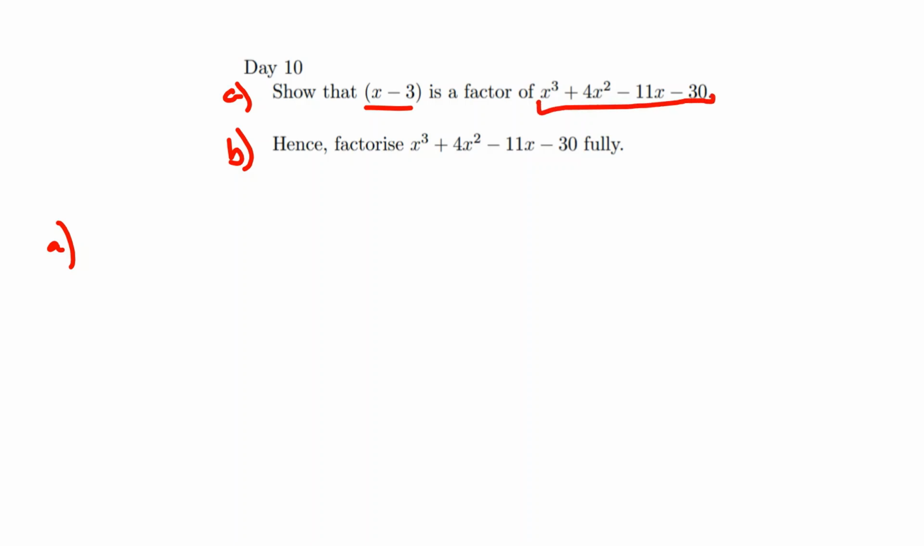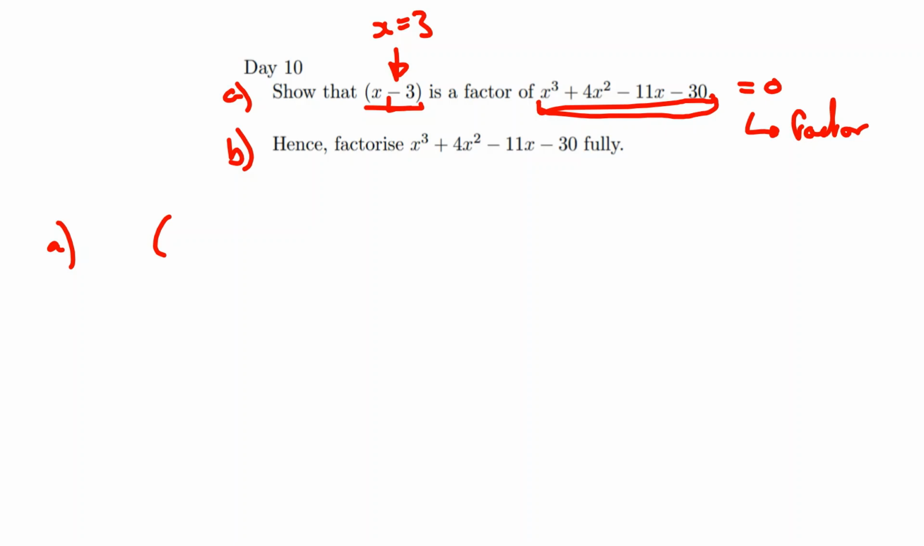Now, the way we're going to do that is to make this bracket 0. The only way we make that bracket 0 is when x equals 3. You're basically just flipping the sign of that value there. So we're going to substitute x equals 3 into this expression. Now, if this expression equals 0, it equals a factor. If it doesn't, it's not a factor.